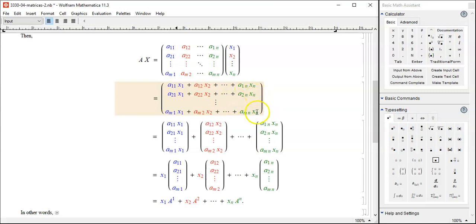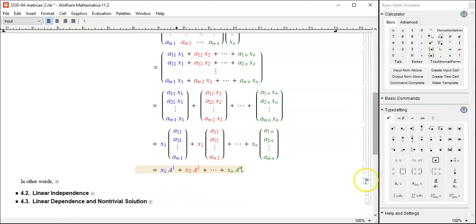Okay, once we got to this, the next step is easy. Simply decompose all those columns, blue, red, dot, dot, dot, green, separately. And then if you look at each column vector, you'll see a common factor that can be factored out. I factored x1 out of here as a scalar multiplication, and x2 out of there, and then finally xn out of here as a scalar multiplication. In the end, this is what we got. Ax is equal to x1 times a1 plus x2 times a2 dot dot dot plus xn times an.